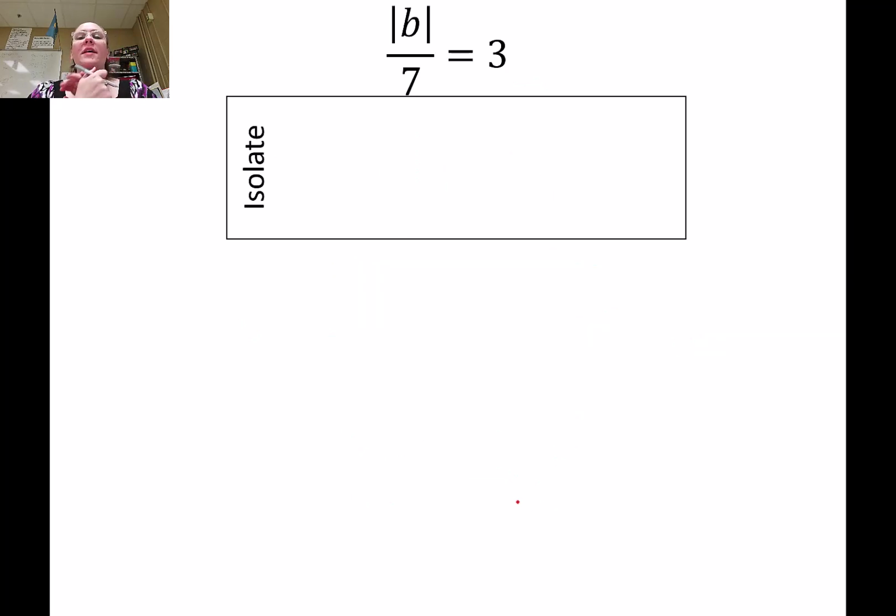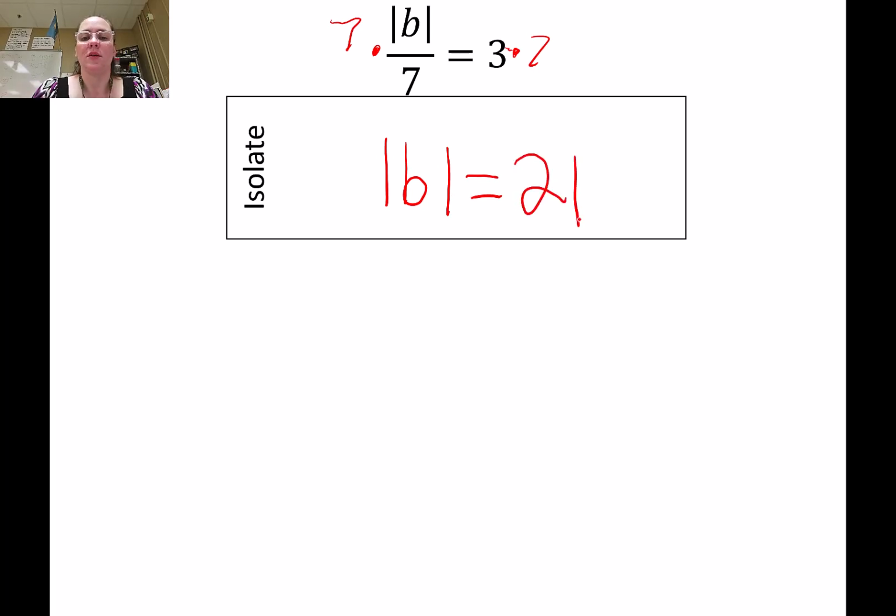Okay, so I've got the absolute value of B over 7 equal to 3. Well, what's 7 doing to the absolute value? Okay, it's dividing. So to undo dividing, I have to multiply. So we're multiplying both sides by 7, and I get the absolute value of B is equal to 21.